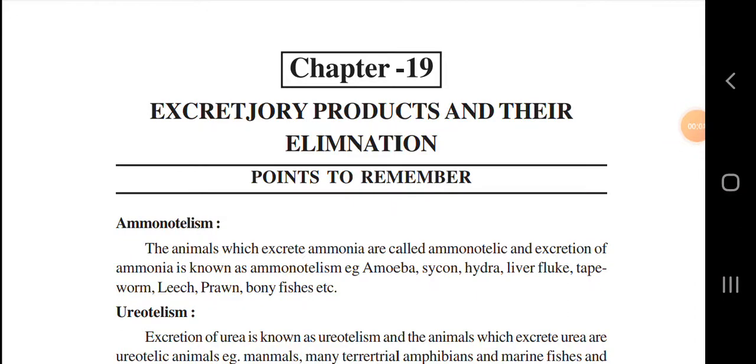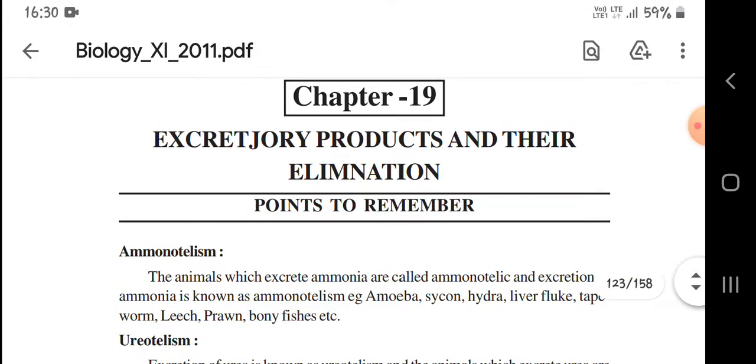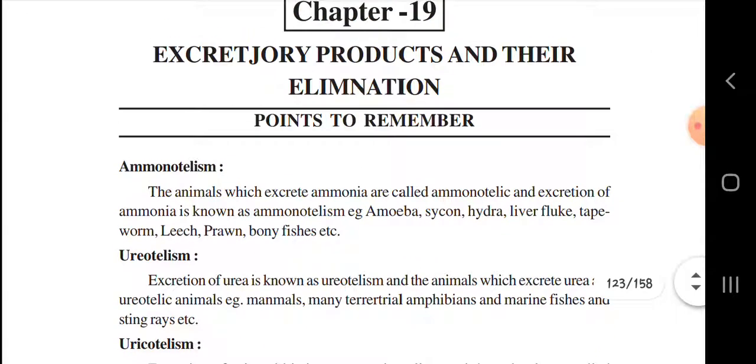So today I'm going to explain the 11th standard biology 19th chapter, that is excretory products and their elimination. In the last video I explained the 18th chapter, that is body fluids and circulation. So let's come to the excretory products and their elimination.